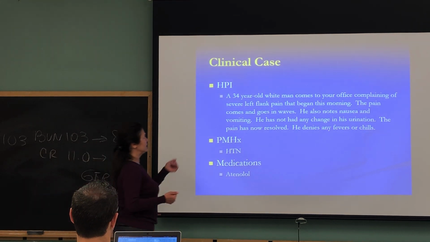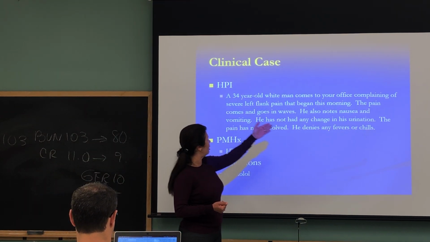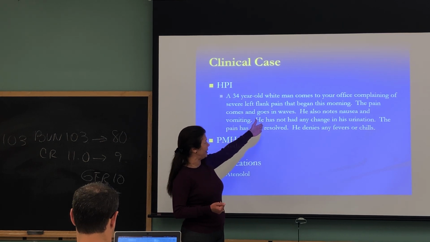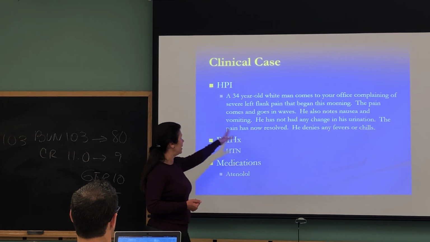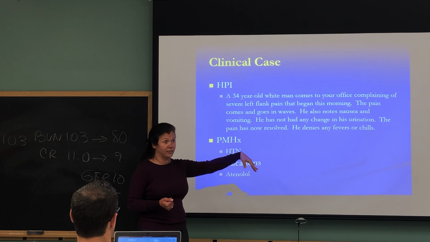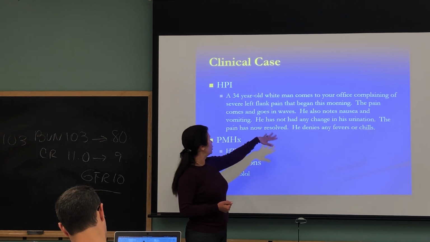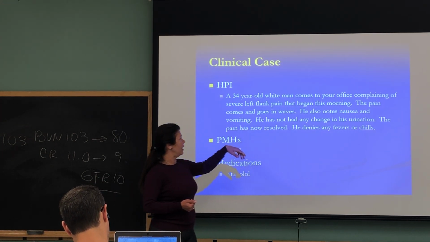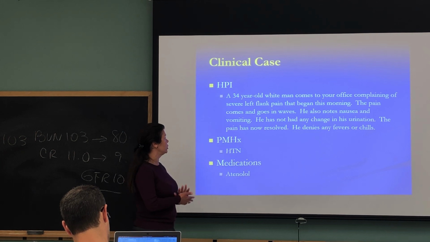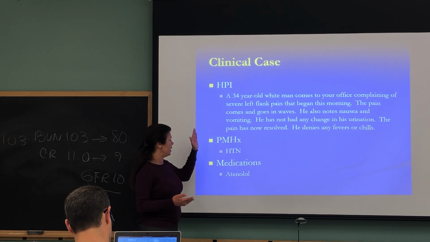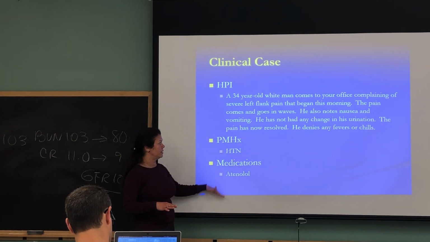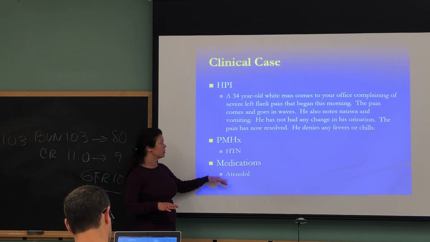So for example, this is a 34-year-old that comes to your office complaining of severe flank pain that began in the morning. The pain comes and goes in waves. Nausea, vomiting. And even though he hasn't had any changes in urination, now the pain resolved. I just want you to look at the risk factors.